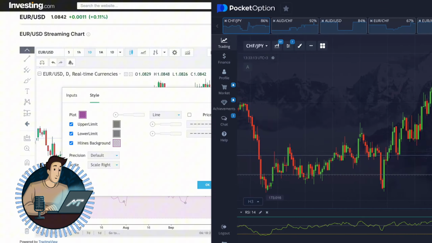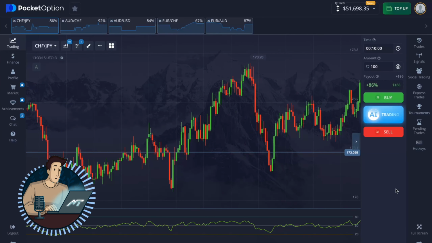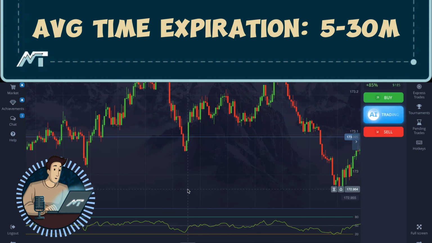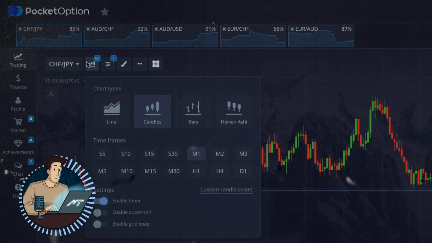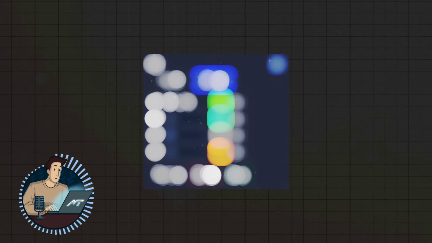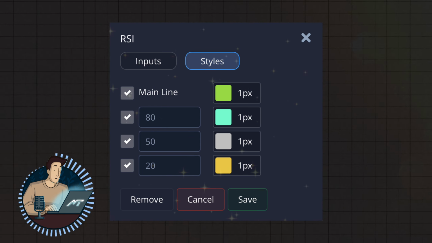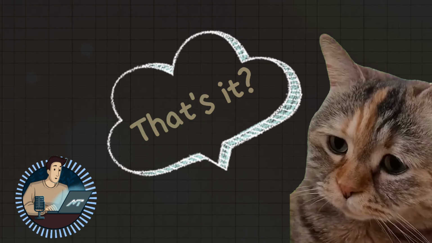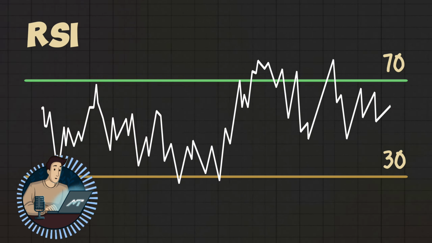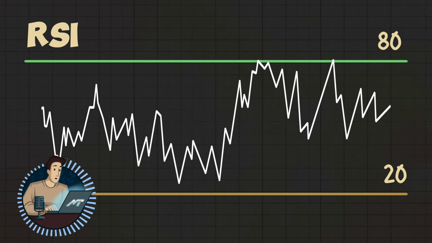But here's the problem. In binary options, we're dealing with short-term trades on minute time frames. The noise on these charts is much higher, and that includes indicator signals. Let me introduce you to the new RSI parameters, 80, 20. Wait, did you just move the upper and lower levels? Exactly. But this simple tweak filters out 6 out of 10 false signals.